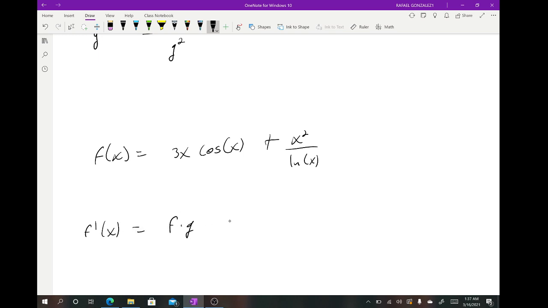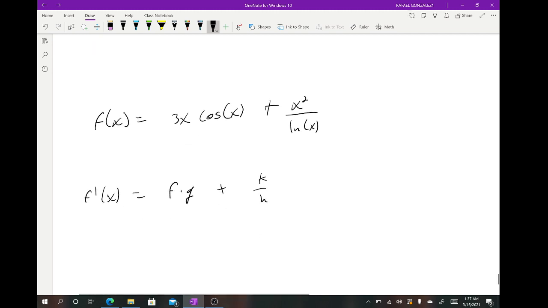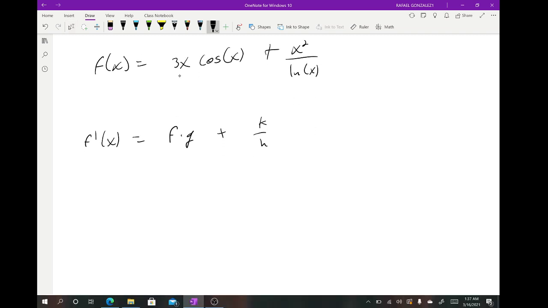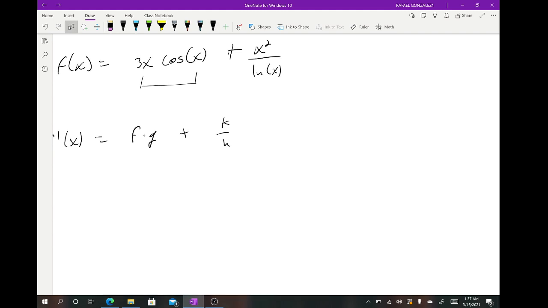You have f times g, and then you have k over, let's say, h. Here you have 4 different functions that you have to worry about. So the way that I will do this is take it piece by piece. Work first on the first piece, which is 3 times cosine of x, and then work on the second piece, which is the fraction.